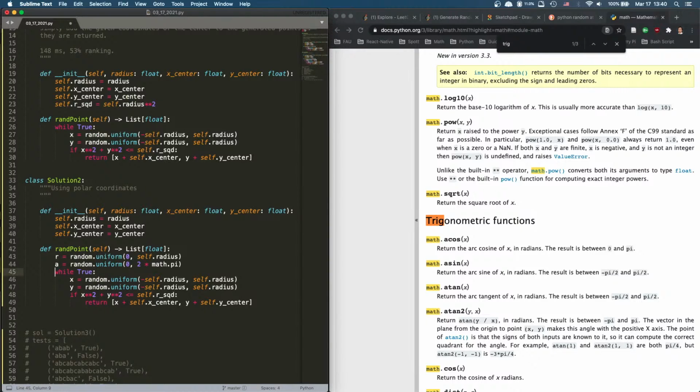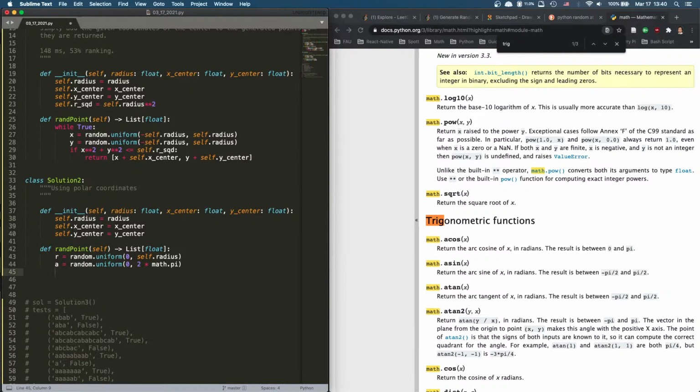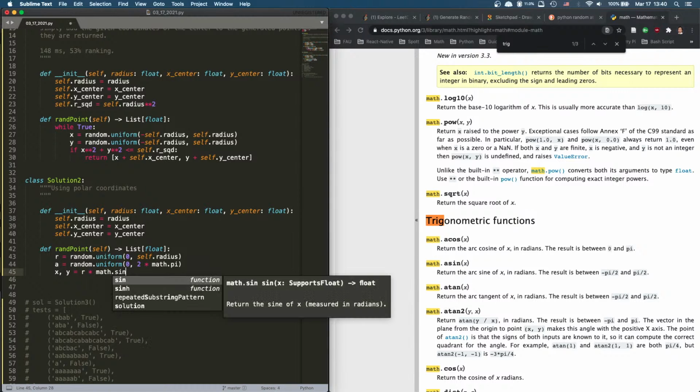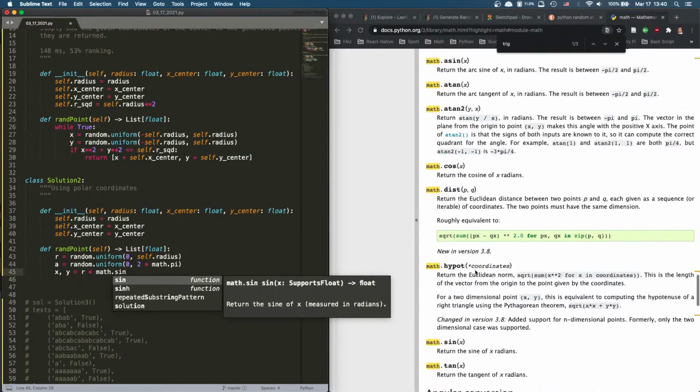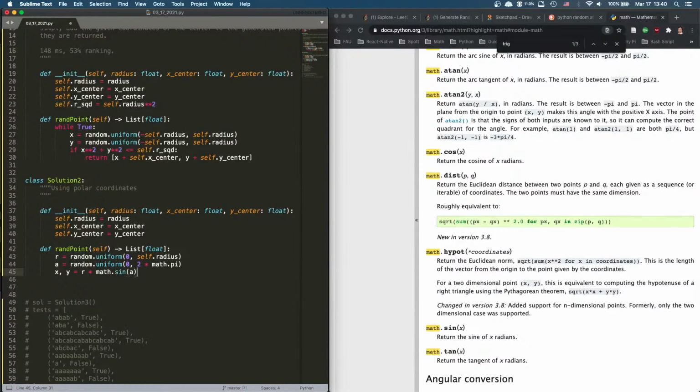And after we've done this, we need to convert them into x and y. I think, how do we convert? So x and y equals, x will be r times math.sine of angle, y is r times math.cosine of angle. Does it work on this side? I think it does. Sine is positive, cosine is negative. So, yeah, it works.